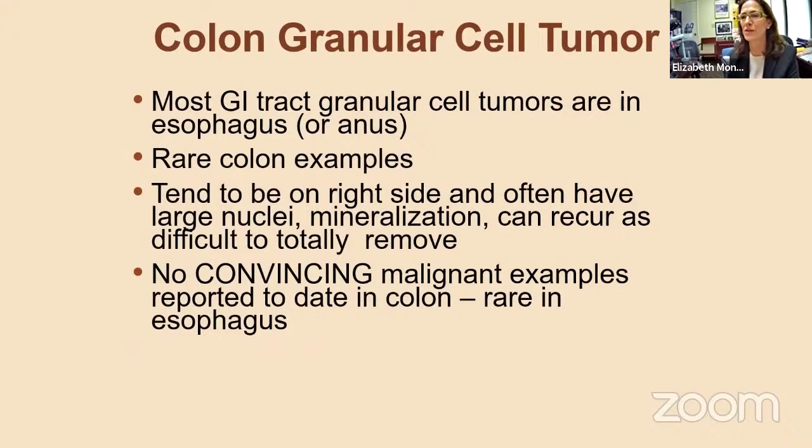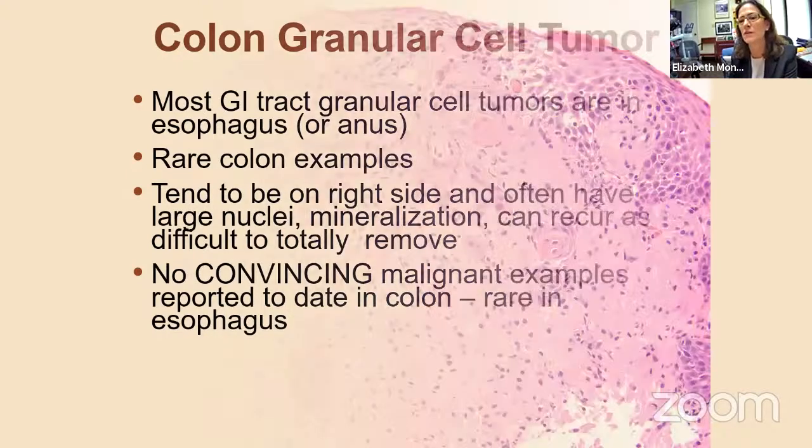Of course, most GI granular cell tumors arise in the esophagus or anus because that's where there's squamous mucosa. Of course, throughout the whole body, the skin is the most common location for a granular cell tumor, but occasionally it's found in the colon. It tends to be in the right colon, and it can have those degenerative nuclear changes or mineralization, and it can recur because it's hard for the endoscopist to totally remove it. To date, I have not found any convincing reports of malignant examples of colonic granular cell tumor.